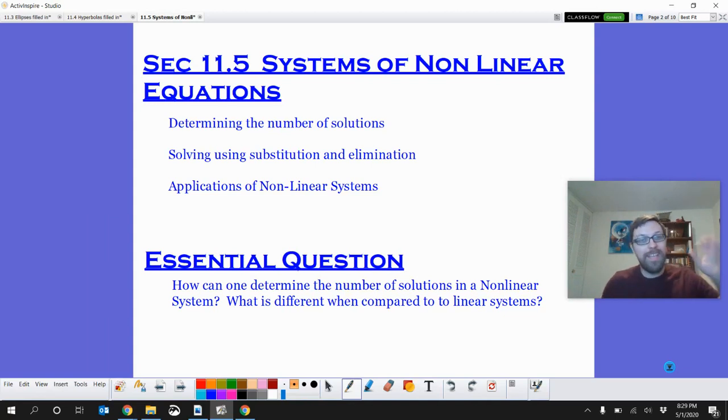Hey everybody, and welcome to the last lesson of PreCalculus, section 11.5, systems of nonlinear equations. What we're going to do is take what we've been doing with conic sections and put them together into systems of equations, and kind of do what we did back in chapters 9 and 10 when we were solving systems.